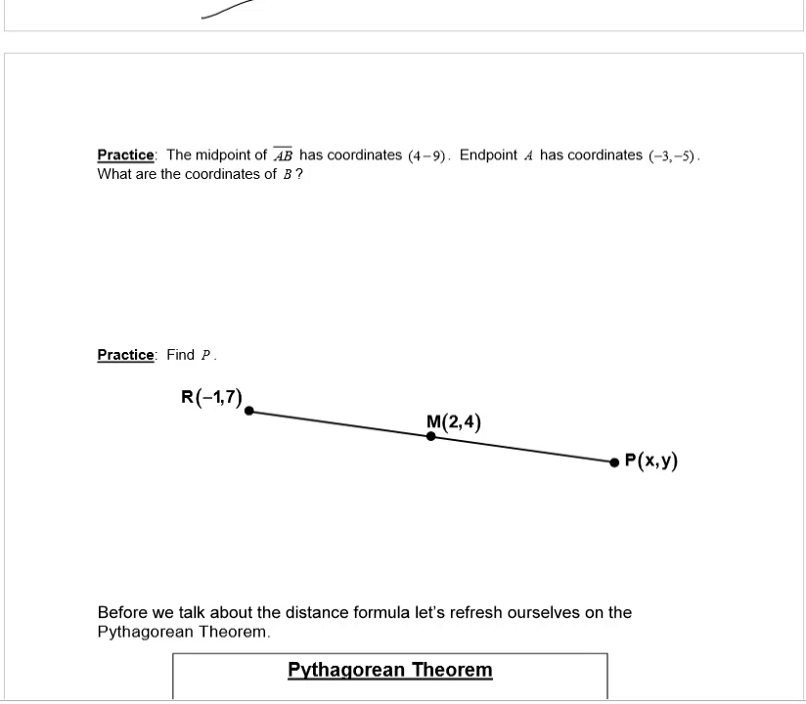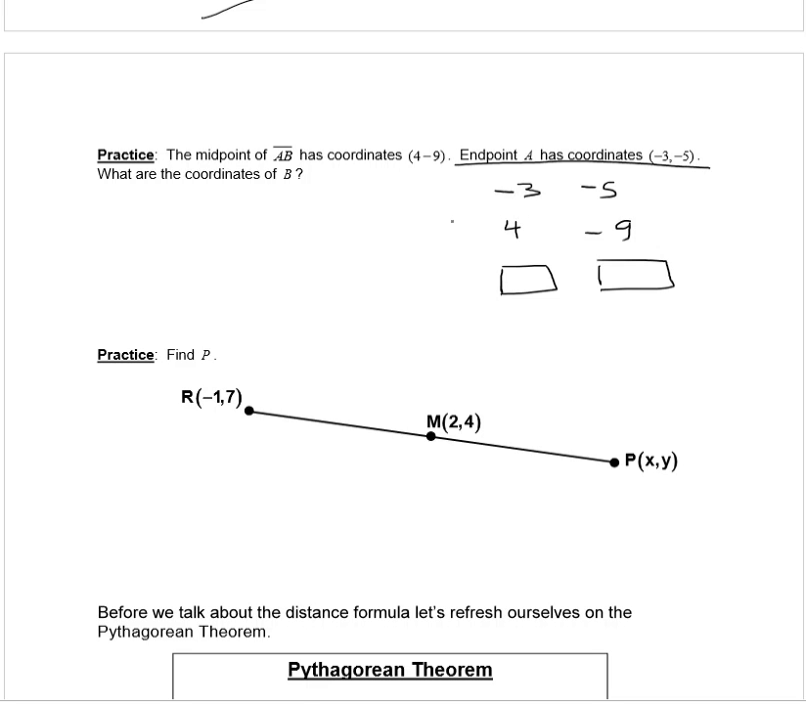I prefer the second method, so I'll go ahead and do that real quickly. It says the midpoint of AB has coordinates 4 and negative 9. So again, take the first endpoint. It says endpoint A has coordinates negative 3, negative 5. The order matters, so you have to put the endpoint and then the midpoint. So the endpoint is negative 3, negative 5. The midpoint is 4, negative 9. And I'm missing the other x and the y-coordinate.